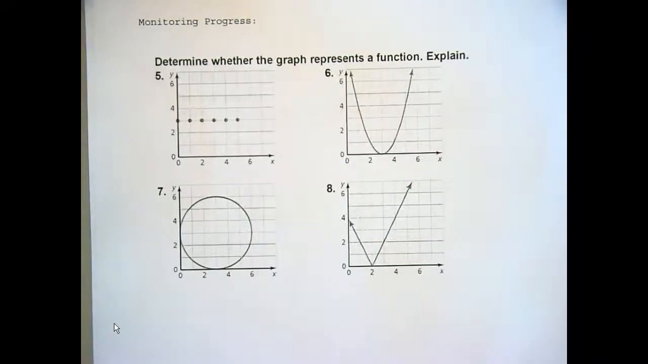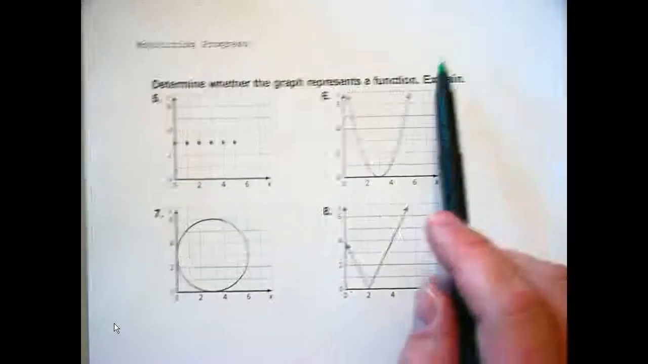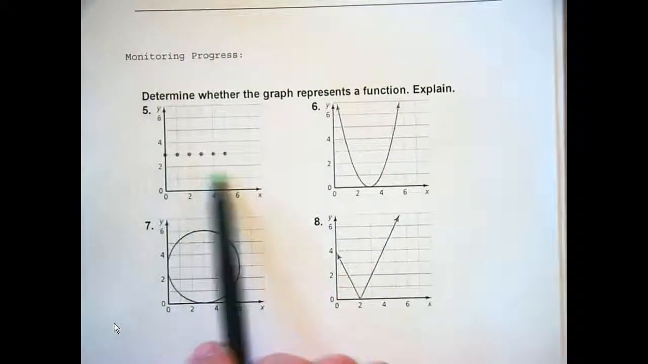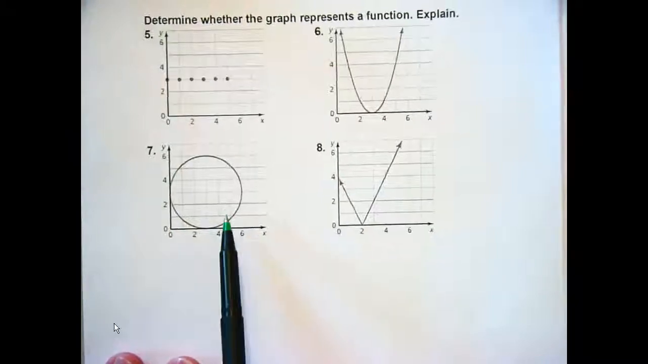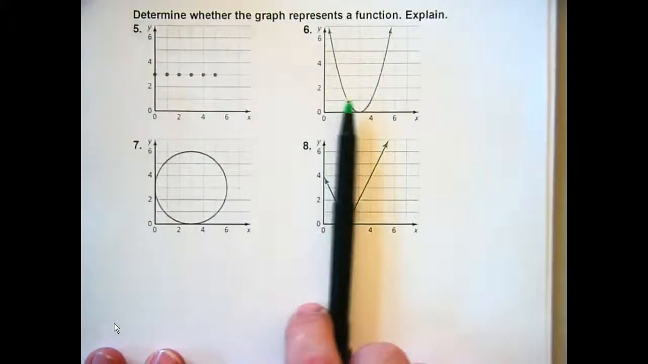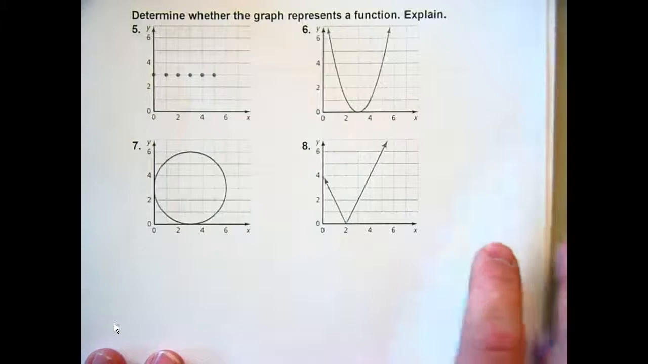Okay, so your explanation on these, you could just say, hey, it passes the vertical line test. Passes the vertical line test. Doesn't pass the vertical line test. Does this one? Yes. All right, right now rate yourself 1 to 5. 5, you get it. 1, you're struggling.